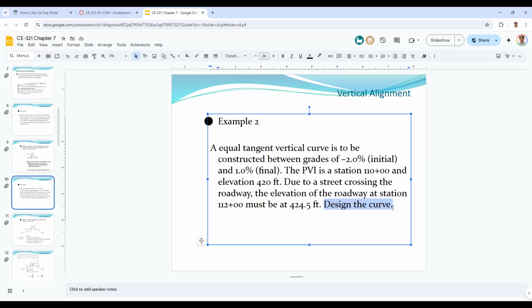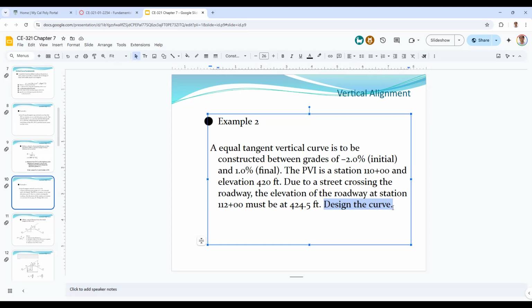I do. In terms of L, I can at least find it because I know that the grade is negative 2%. And I'm going from PVI up the distance L over 2, right? Because L over 2 is the horizontal distance. So I can find how far higher I would go. I could say elevation of PVC will be elevation of PVI plus L over 2 times G1, right?